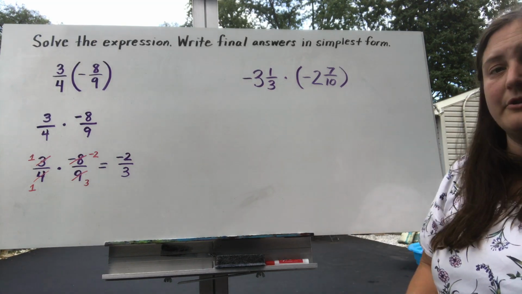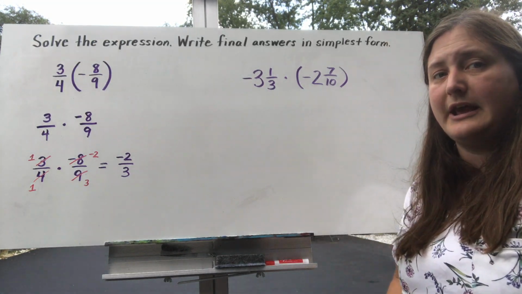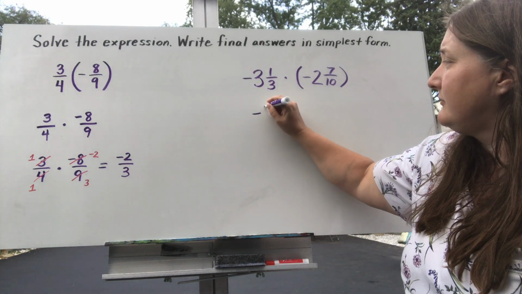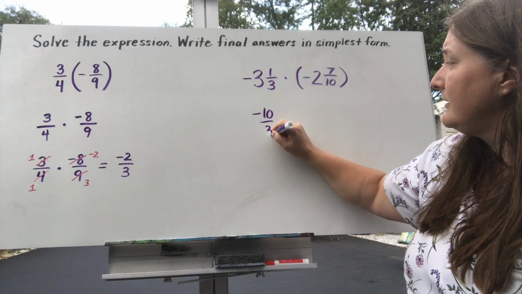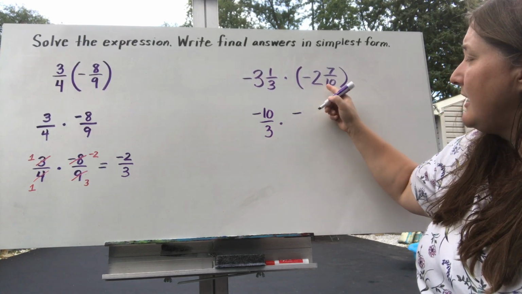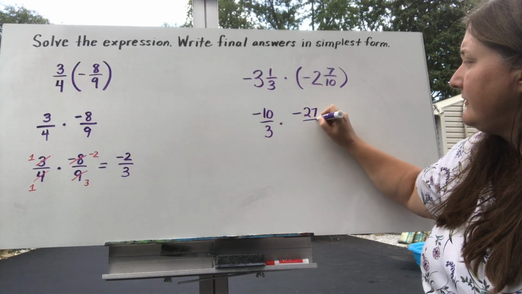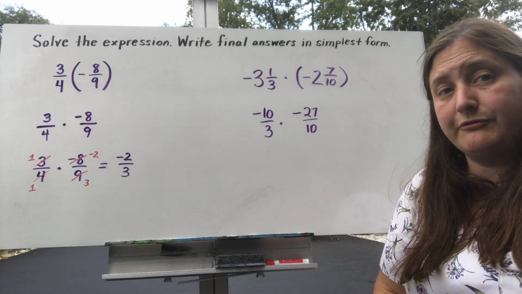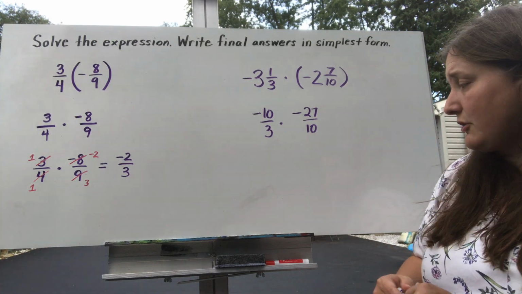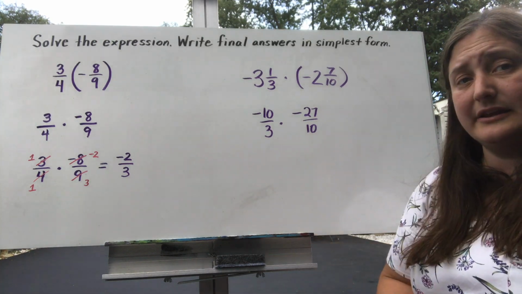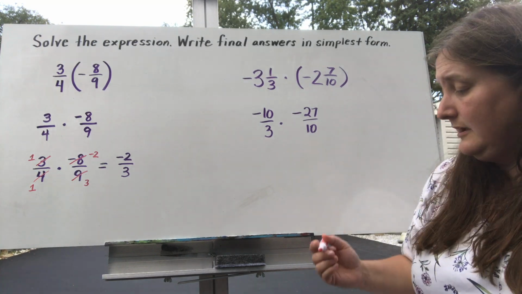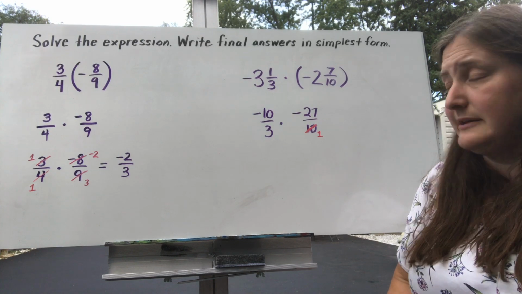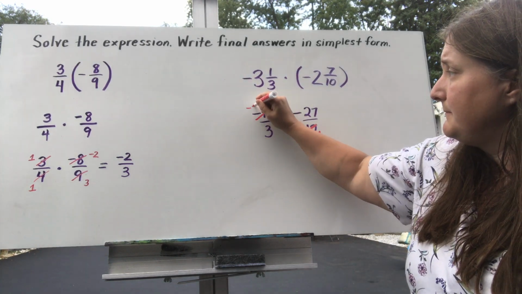Let's try another one here together. This one has mixed numbers, so the first thing we're going to have to do is change them to improper fractions. So this will become -10/3. And this guy will become -27/10. And I'm putting my negatives up there with my numerator so I don't forget about them. I can do a bit of cross reducing here. The -10 and 10 are both divisible by 10. So 10 divided by 10, I'm going to replace this with a 1. -10 divided by 10, I'm going to replace this with a -1.